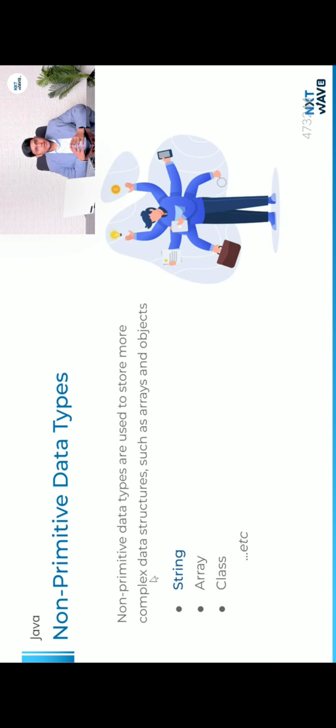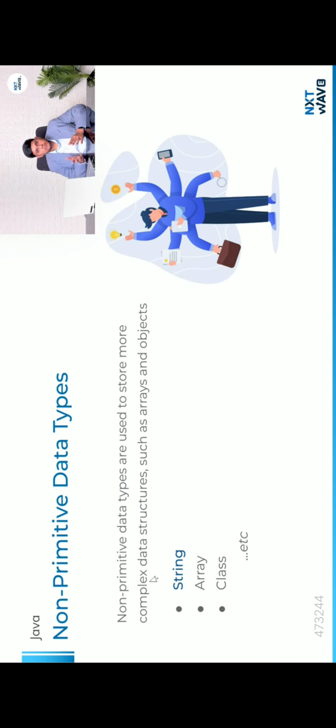Okay, now let's get to non-primitive data types. These are generally complex data structures like arrays and objects. We'll learn more about them as we proceed further into the session. For now, we'll look into three types of non-primitive data types: string, array, and class.